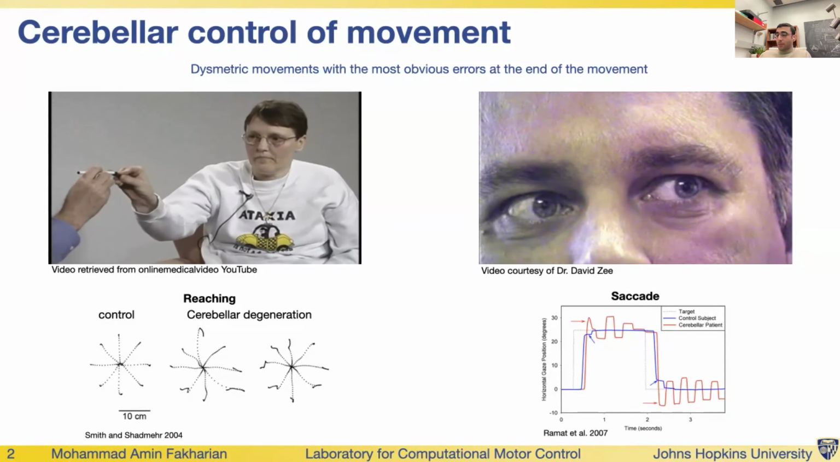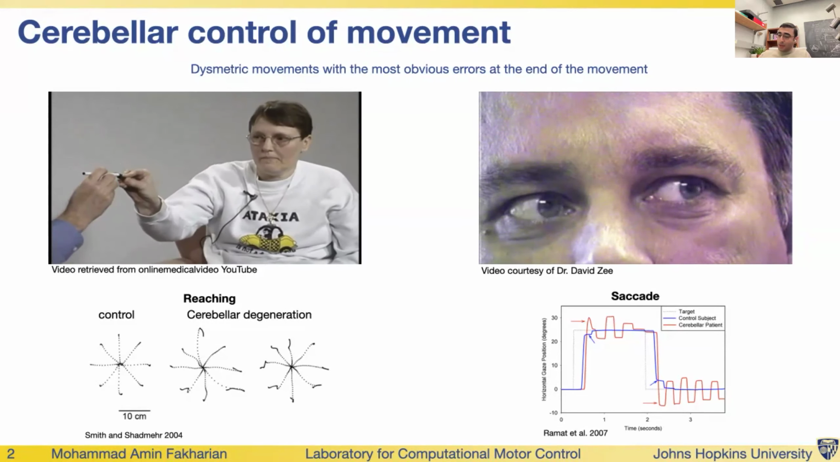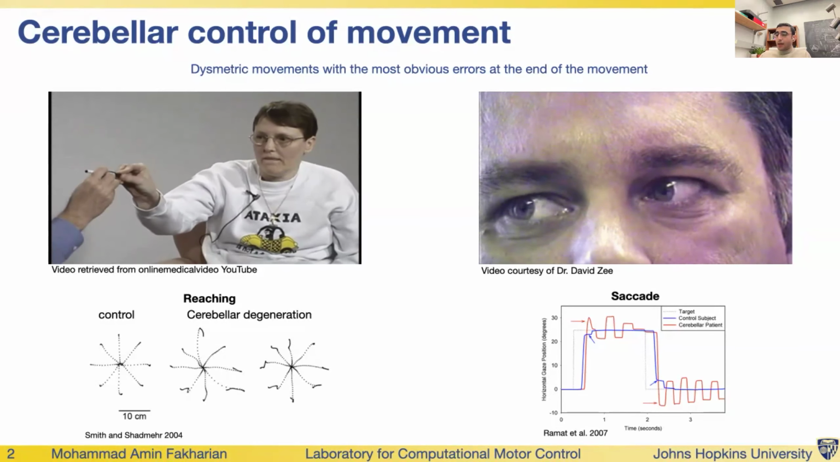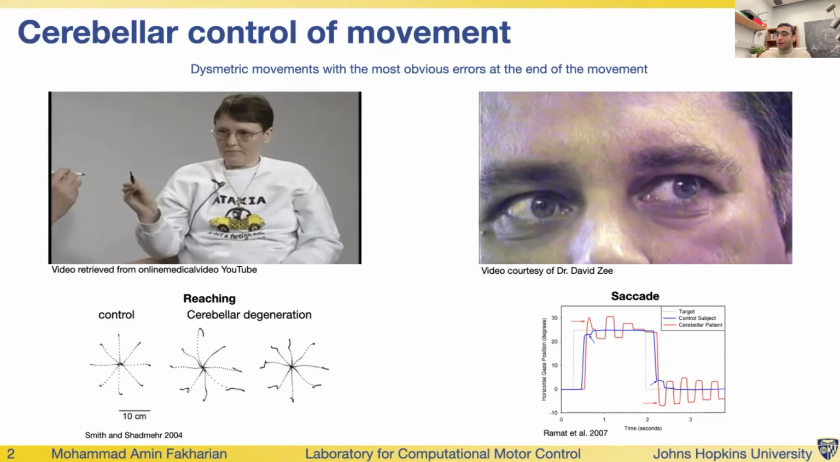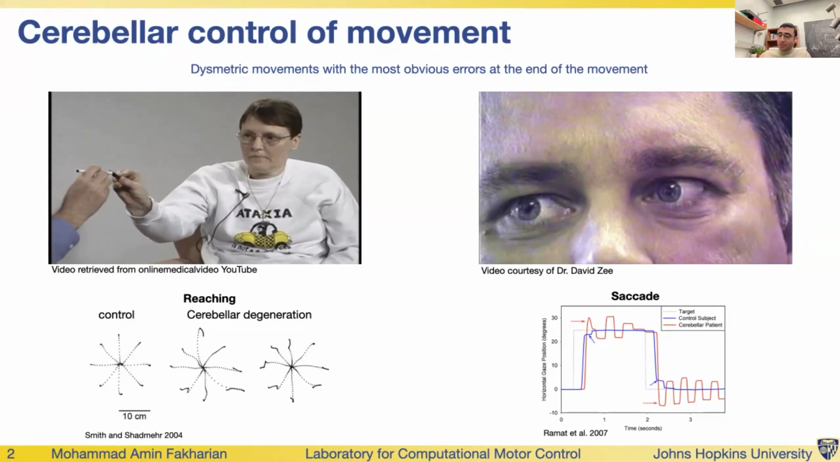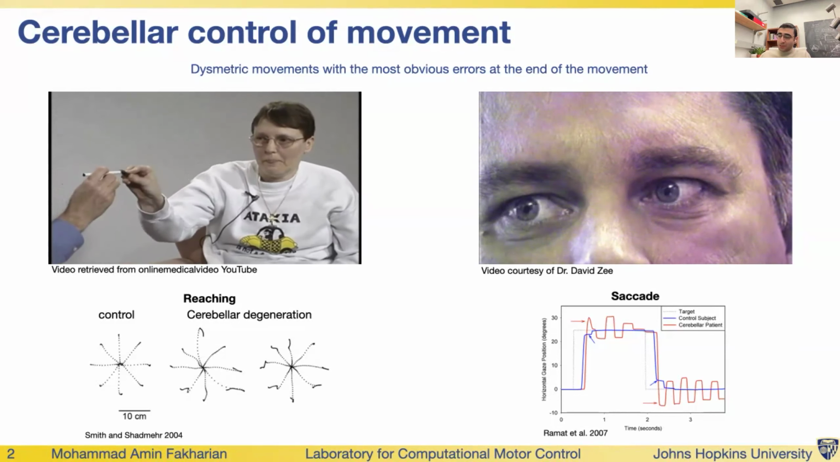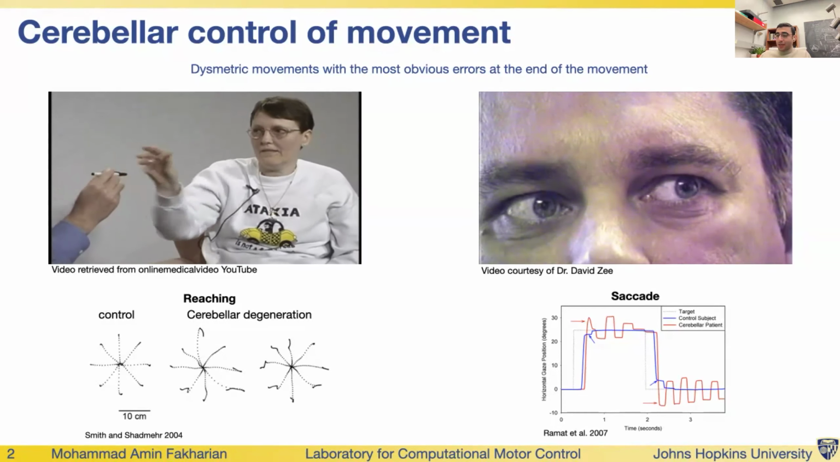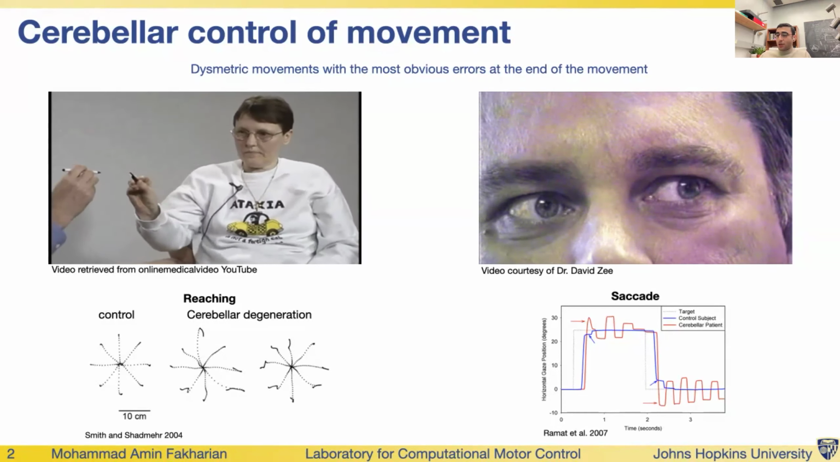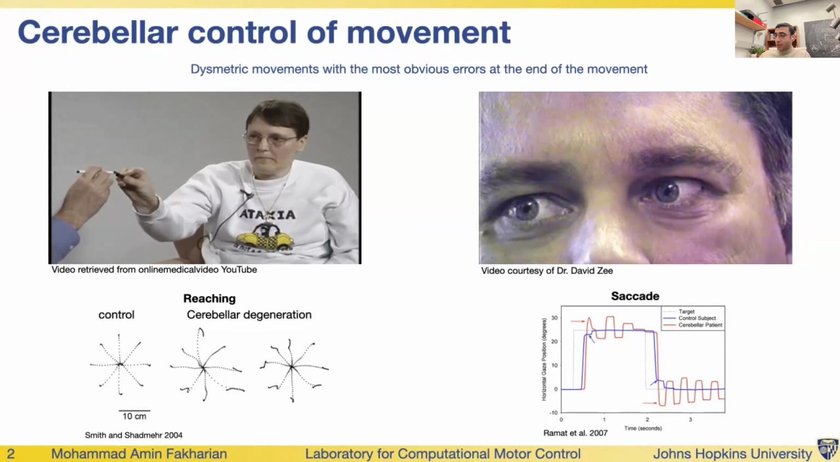And on the bottom, I have the plot from the work of Maurice Smith's lab, who had a reaching study on cerebellar degeneration patients. And as you can see, the movements are initiated. They roughly have correct directions, but their endpoints are not as accurate as the control subjects.